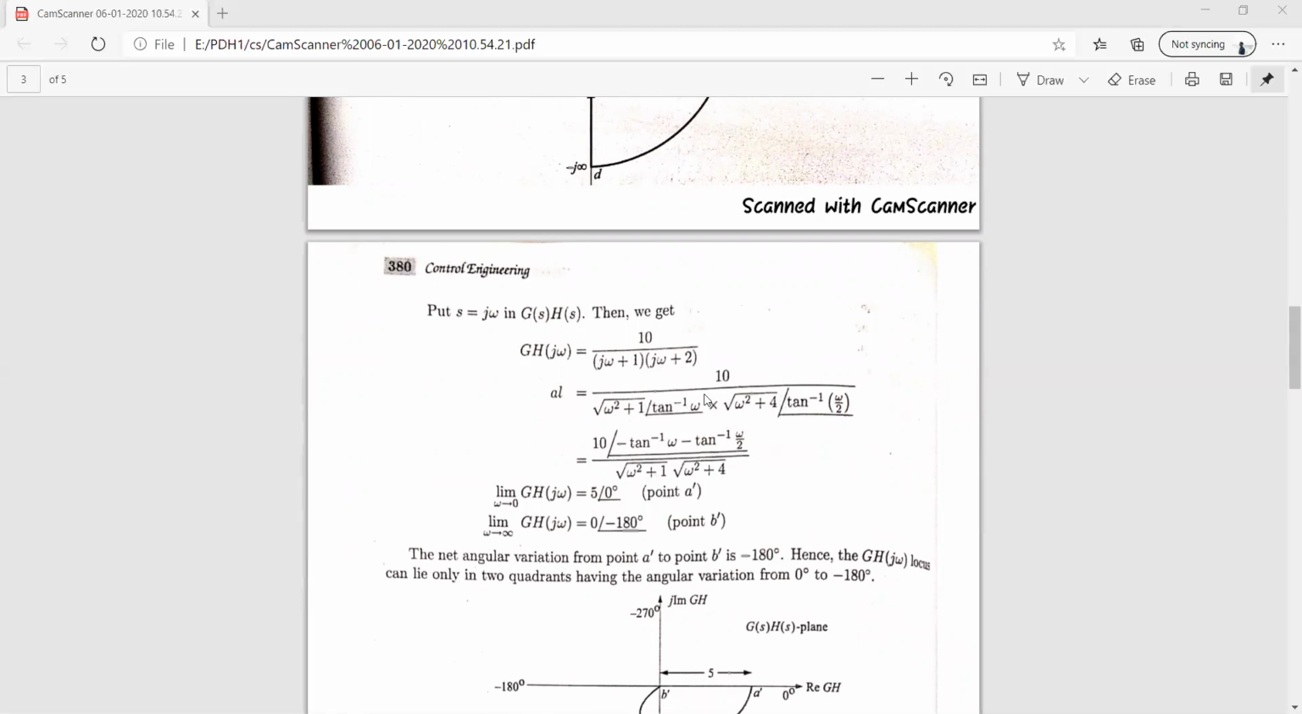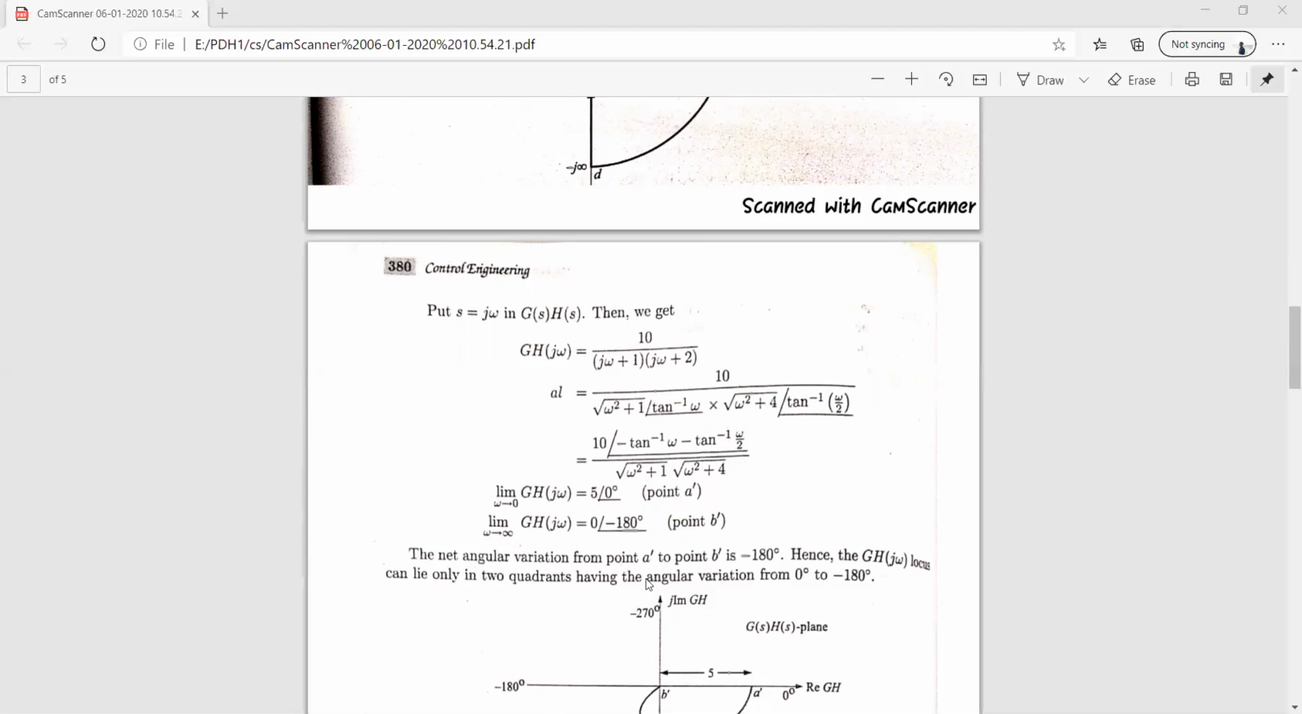So 10 will be as it is. Angles are taken from the denominator, so they become negative. When you substitute omega as 0 in this equation, you'll get the magnitude as 5 with an angle of 0 degree. That point we call A dash. If you substitute omega equal to infinity in the above equation, you'll get 0 as the magnitude and minus 180 degrees as the angle. That point we'll call B dash.